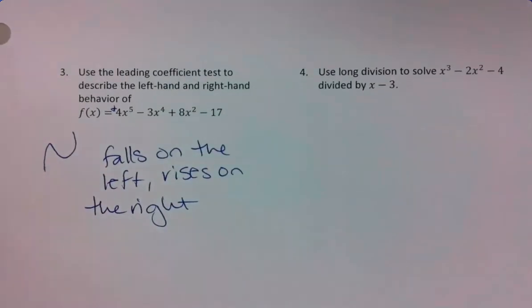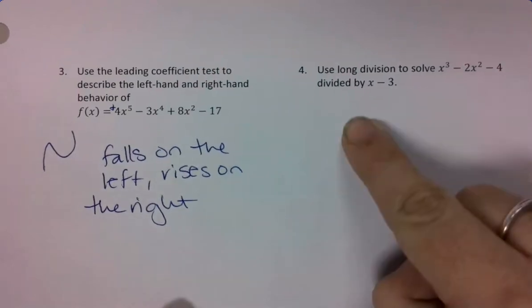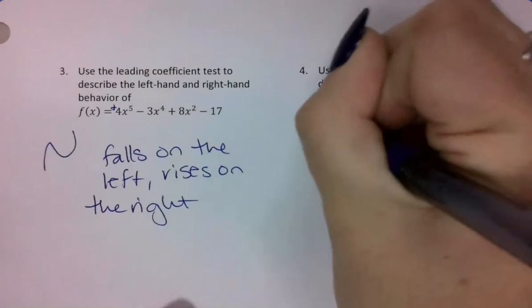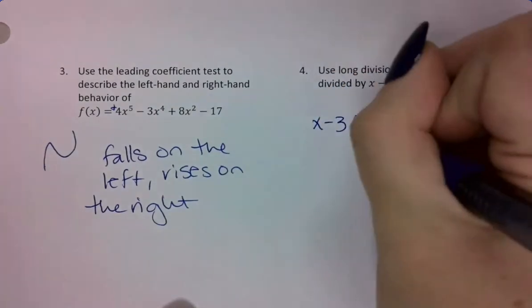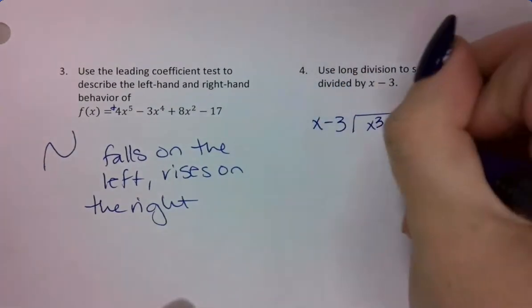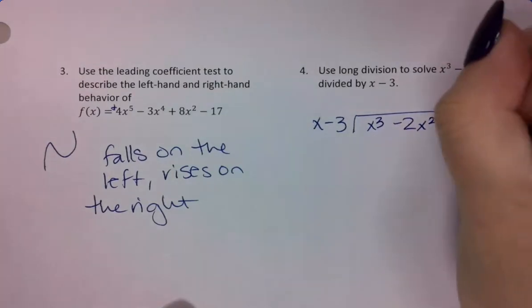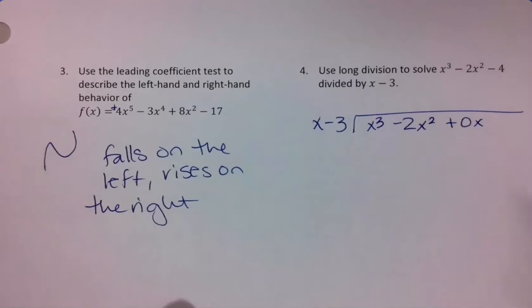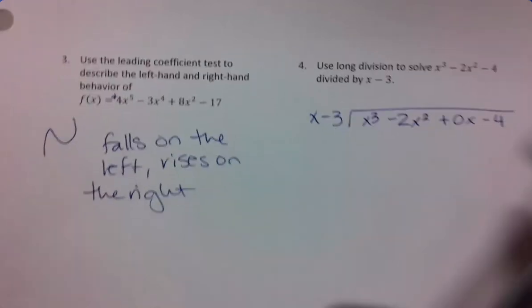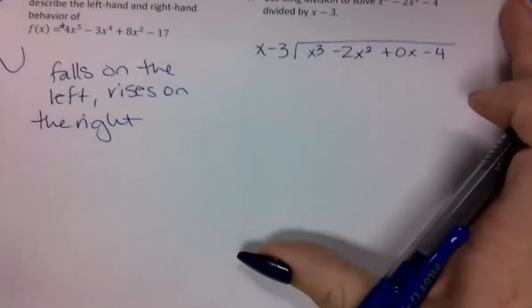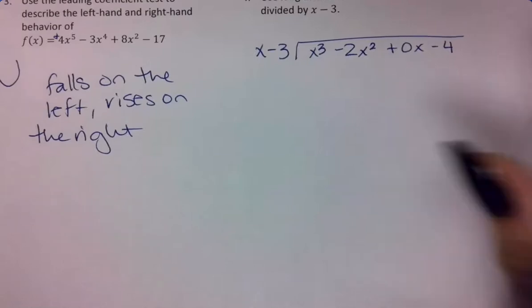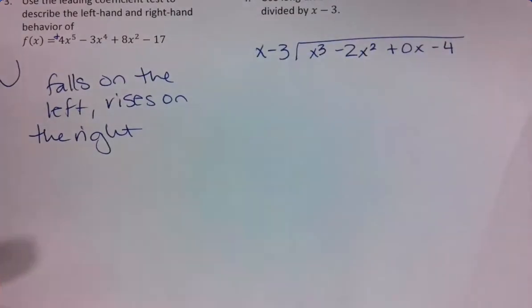Number 4 wants me to use long division to solve this polynomial divided by x minus 3. So long division is the one that is written like this. I have x cubed minus 2x squared. I don't have an x term originally, so I'm going to add 0x as a placeholder, and then minus 4. And then I want to look for what multiplies by x to turn into x cubed. This is x squared.